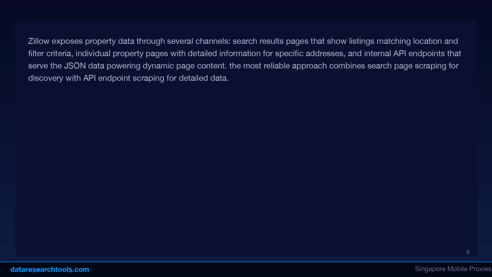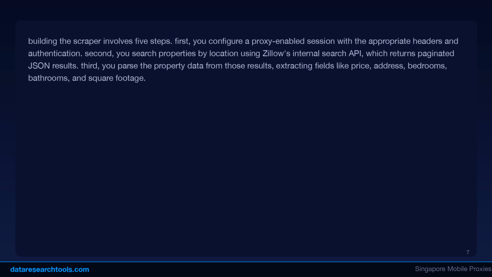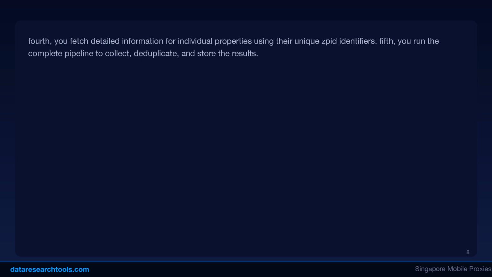Building the scraper involves 5 steps. First, you configure a proxy-enabled session with the appropriate headers and authentication. Second, you search properties by location using Zillow's internal search API, which returns paginated JSON results. Third, you parse the property data from those results, extracting fields like price, address, bedrooms, bathrooms, and square footage. Fourth, you fetch detailed information for individual properties using their unique ZPID identifiers. Fifth, you run the complete pipeline to collect, deduplicate, and store the results.